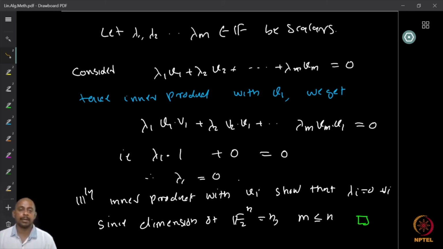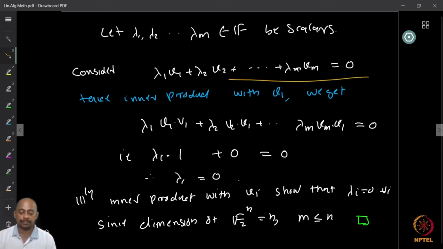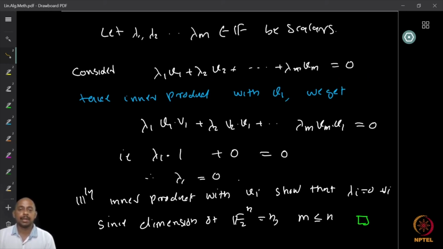So let us take any linear combination, lambda 1 v1 plus lambda 2 v2 plus etcetera lambda m vm, and suppose this is 0. Considering this equation, we want to show that the lambda i's are 0, so that we cannot find any non-zero lambdas with the equation equal to 0. To prove this, let us use the inner product. Now take the inner product on both sides of the equation with v1.